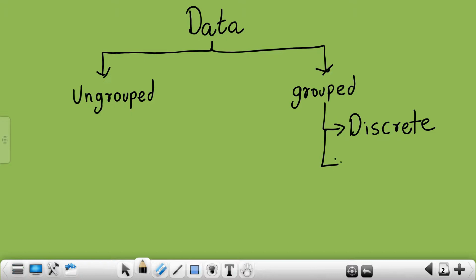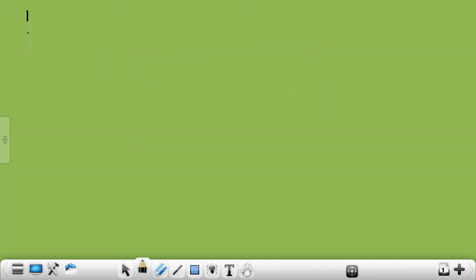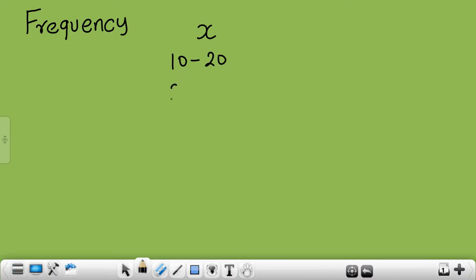For those kinds of data we call them discrete data, and the other one that we have is continuous data. A continuous data is where we have basically class intervals. So let us understand what a frequency is. A frequency is a certain observation and the total number of times that an observation has repeated.